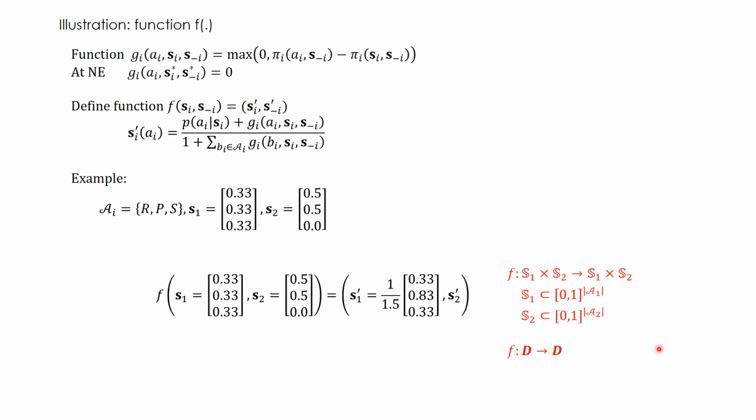And if you remember Brouwer's fixed point theorem, it was a mapping. We were considering a continuous mapping from compact set D to a compact set D. So in this case, the mapping is from S1 cross S2 to S1 cross S2, and that's our compact set, S1 cross S2. And therefore, there will be a fixed point in S1 cross S2.